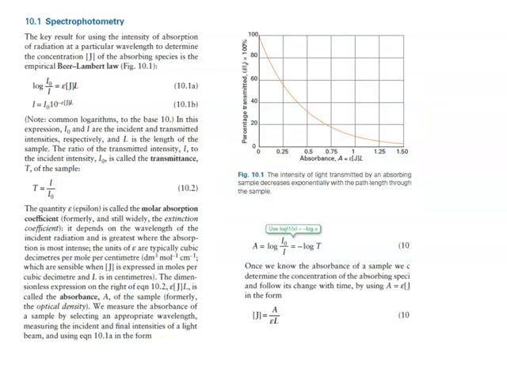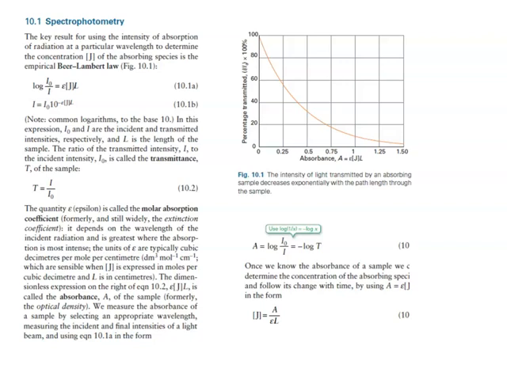So, let's talk about spectrophotometry briefly. The key result for using the intensity of absorption of radiation at a particular wavelength to determine the concentration of the absorbing species is the empirical Beer-Lambert law. In this expression, I0 and I are the incident and transmitted intensities, respectively, and L is the length of the sample through which the light has the ability to pass through.